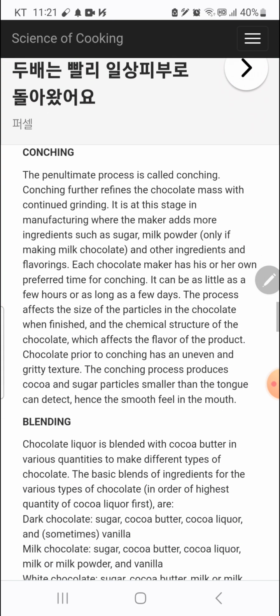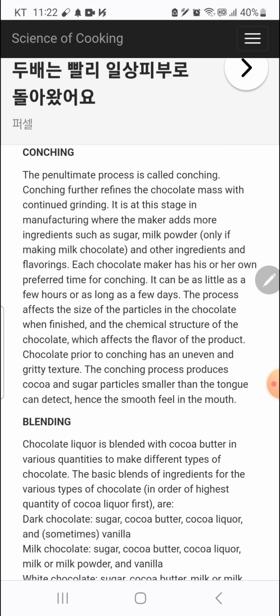Conching. The penultimate process is called conching. Conching further refines the chocolate mass with continued grinding. It is at this stage in manufacturing where the maker adds more ingredients such as sugar, milk powder, only if making milk chocolate, and other ingredients and flavorings. Each chocolate maker has his or her own preferred time for conching. It can be as little as a few hours or as long as a few days.